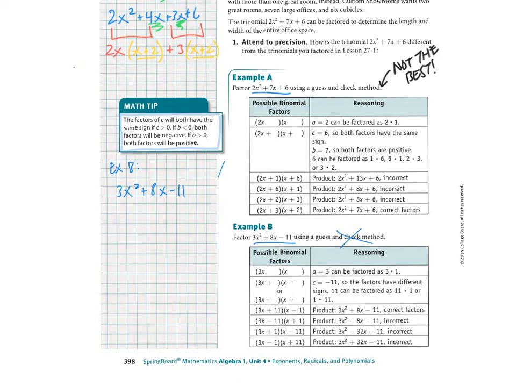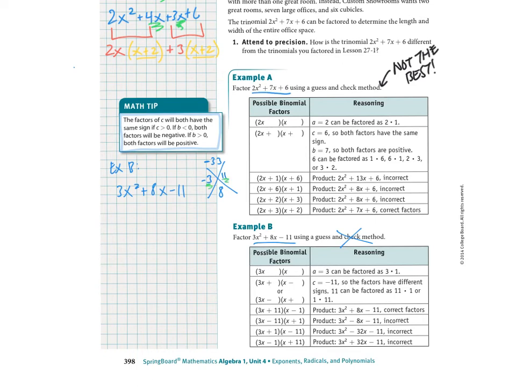Okay, so again, we have this graphic organizer. We're going to multiply a times c, so that's negative 33, and we're going to see what adds to b. So what multiplies to negative 33 and adds to 8? Well, there are not many things that multiply to negative 33. Really, it's a combination of 1 and 33 or 3 and 11. Looking at our positives and negatives, we know they have to multiply to a negative, so one of them has to be negative and the other positive. But then it adds to a positive, so our positive number has to be bigger, so we end up with -3 and 11.